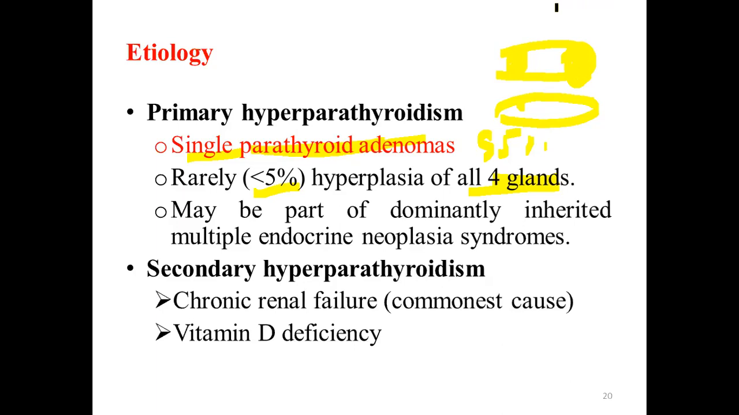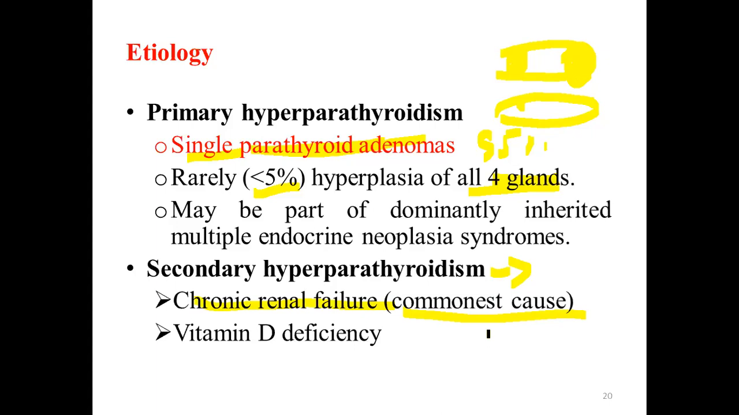So when you look at secondary hyperparathyroidism, what causes hyperplasia of the gland? Chronic renal failure is the commonest cause. That is why when a patient is having chronic renal failure, you need to assess the probability of having secondary hyperparathyroidism, and mostly the patient will have bone manifestations, including bone pain and weakness, due to osteoporosis as a result of hyperplasia of the gland.